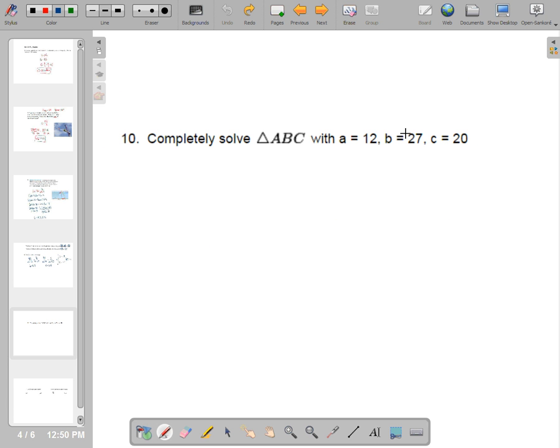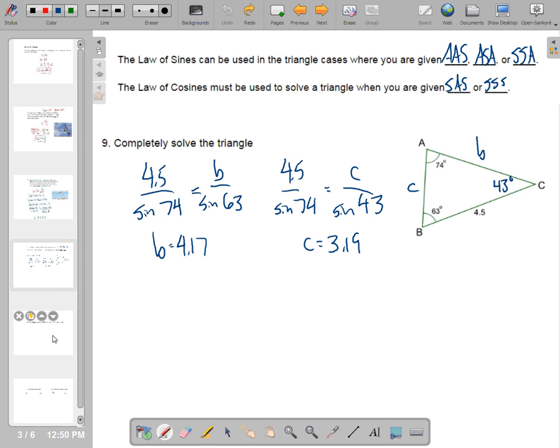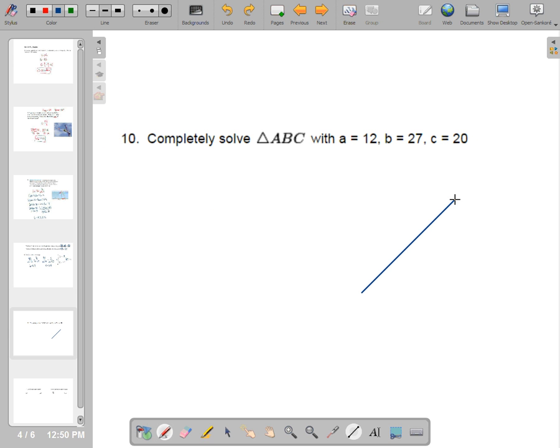Completely solved triangle ABC with A, B, and C, all three sides. If it's all three sides, that means we're talking law of cosines. So I'm going to draw this and say it doesn't really matter what kind of scale it's using, but I know that the three sides are, I'll call this angle A, so that's 12. This is angle B, so across here is 27, and that's angle C, so it's 20. You can draw it pretty much however you want, but at the end of the day, you're going to have to use the law of cosines.